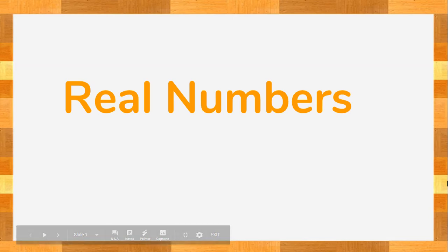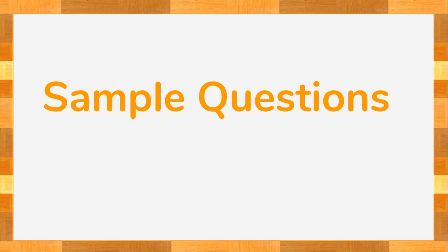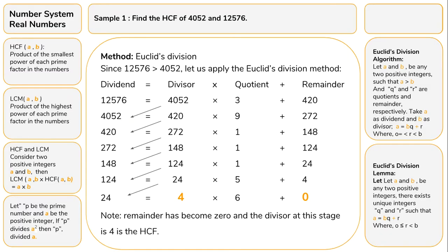Sample questions. Sample 1. Find the HCF of 4052 and 12576. Let us apply Euclid's division method. Dividend equals divisor multiplied by quotient, plus remainder. Step 1. 12,576 is the dividend, 4,052 is the divisor. When the quotient is 3, we get remainder 420.